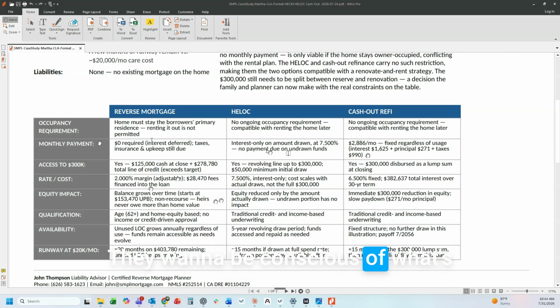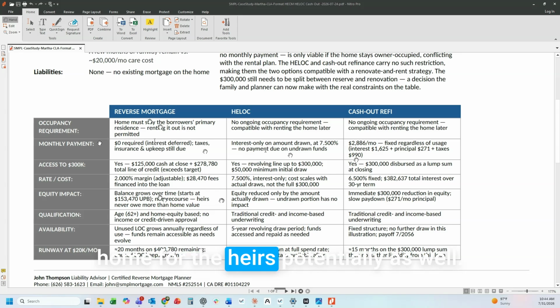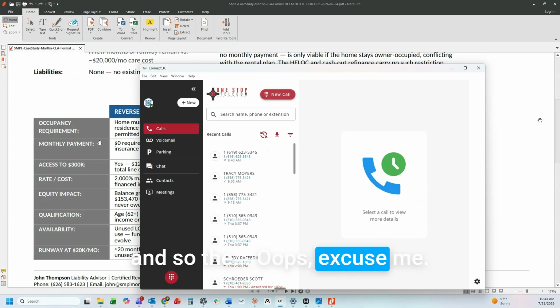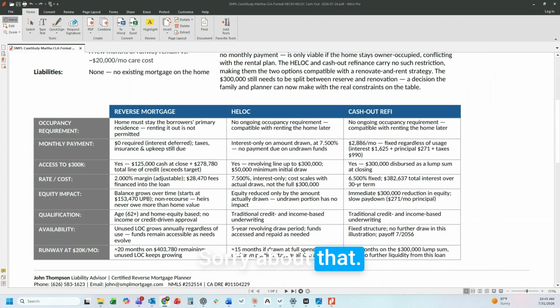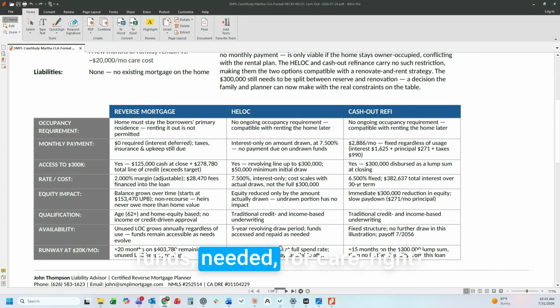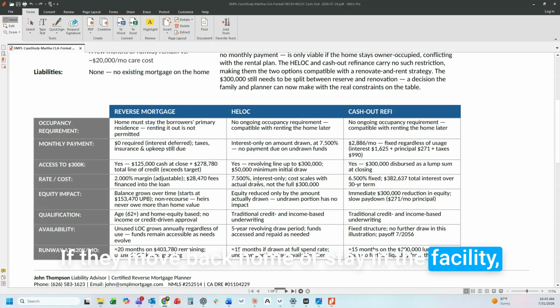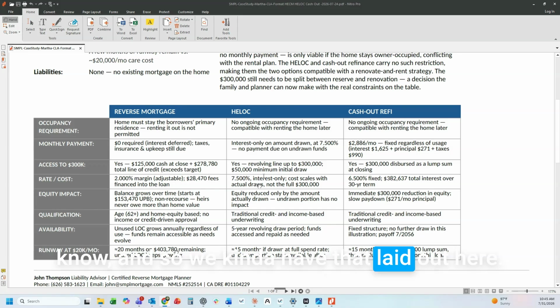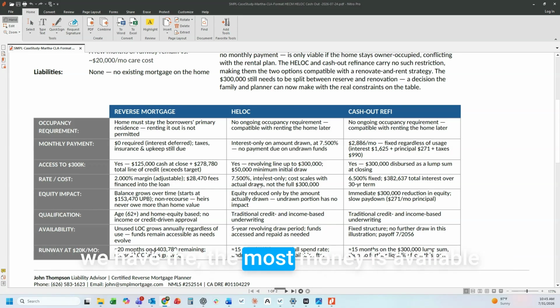They want to be conscious of what's going to happen to the equity in the home for the heirs potentially as well. And then, what are the funds needed for care, right? If they move back home or stay in the facility, both have pretty significant costs, as we know. And so we have that laid out here. We have the most money available in the reverse mortgage and so forth.